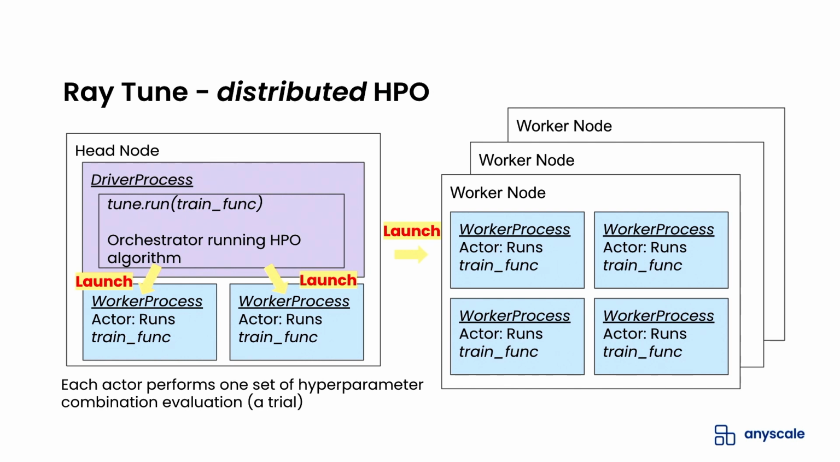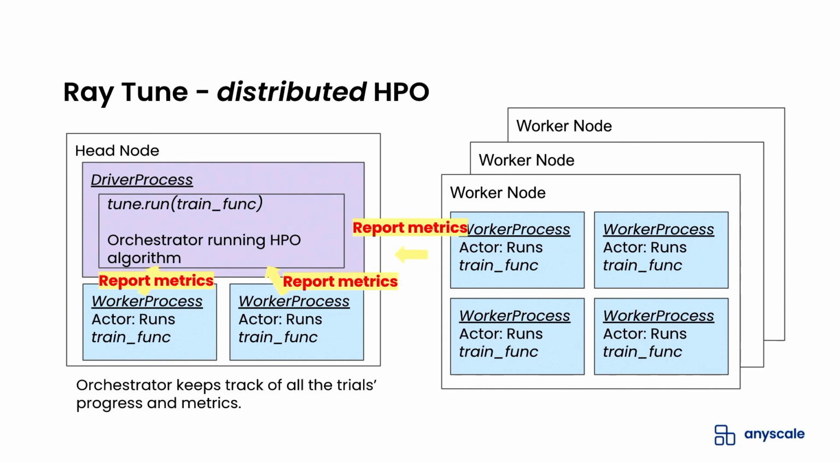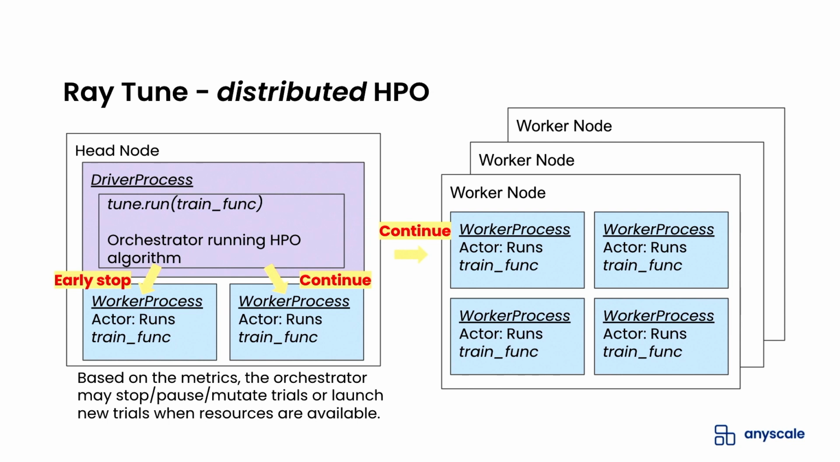And you may still recall from the Ray section, we talked about remote actors. So each trial is launched into a remote actor and runs there. And at the end of each epoch, you may still remember we report metrics back to the orchestrator. And the orchestrator, based on all the reported metrics, will decide what are the trials to continue to run and what are the trials to early stop or do something else.